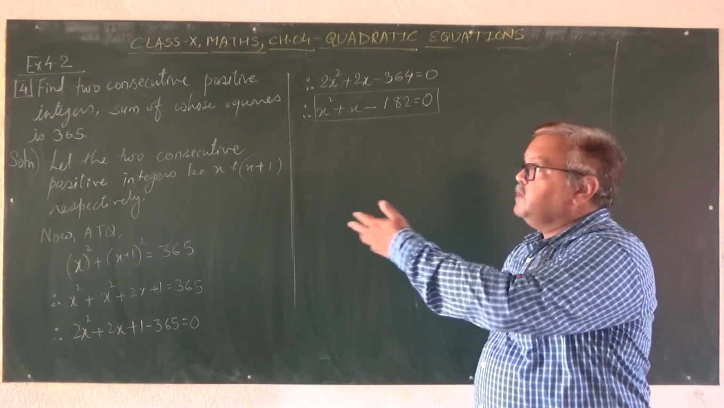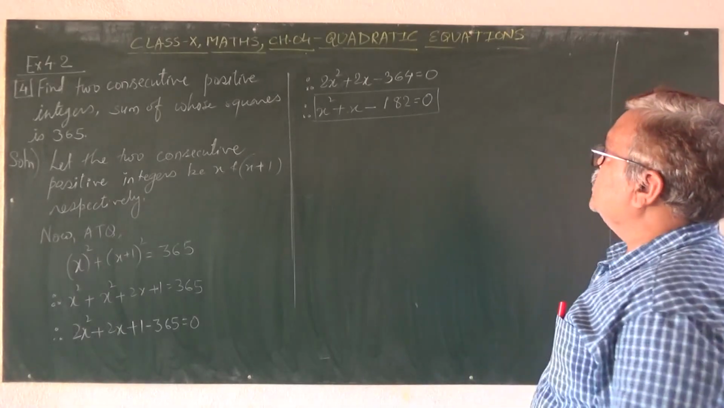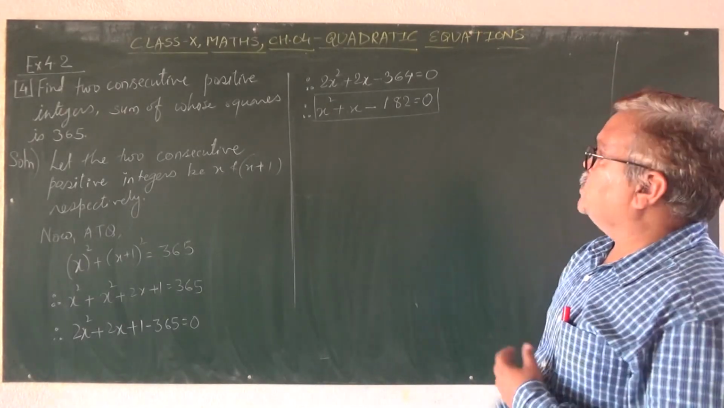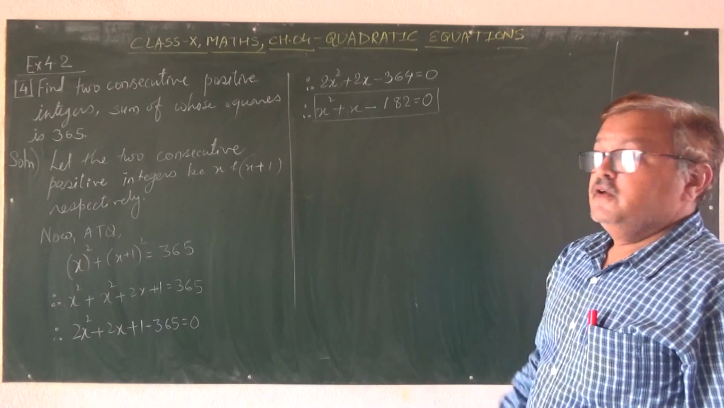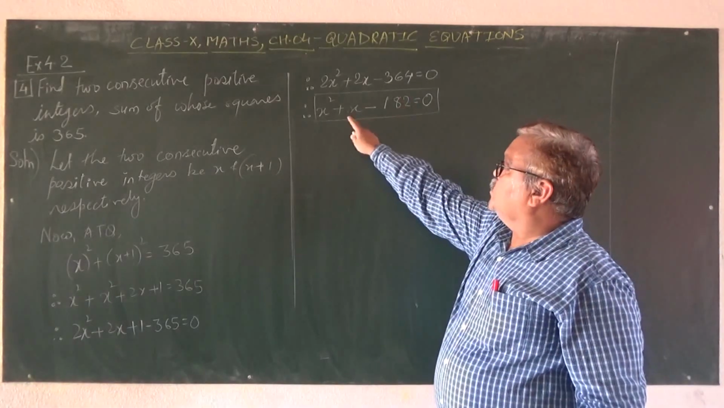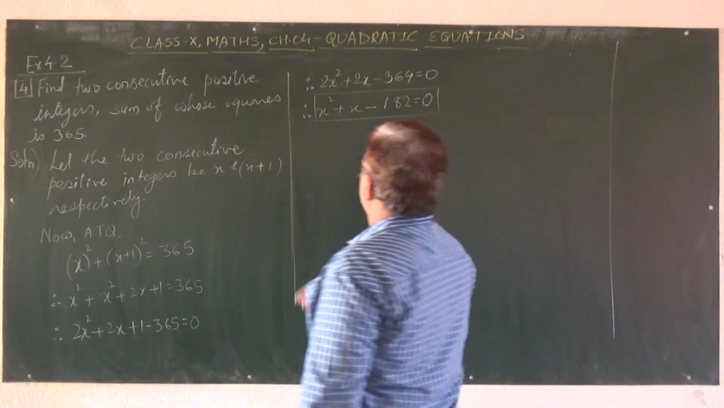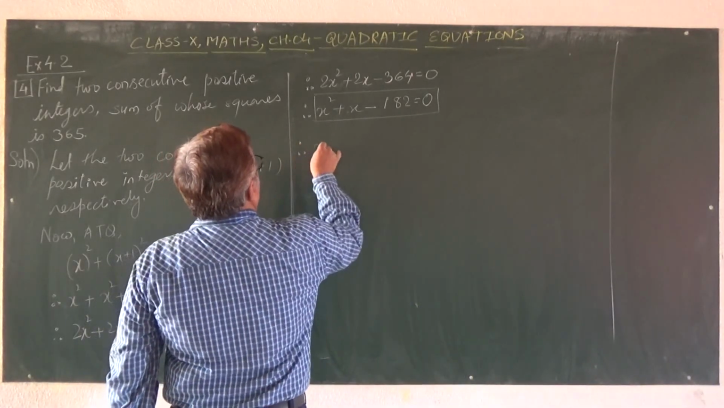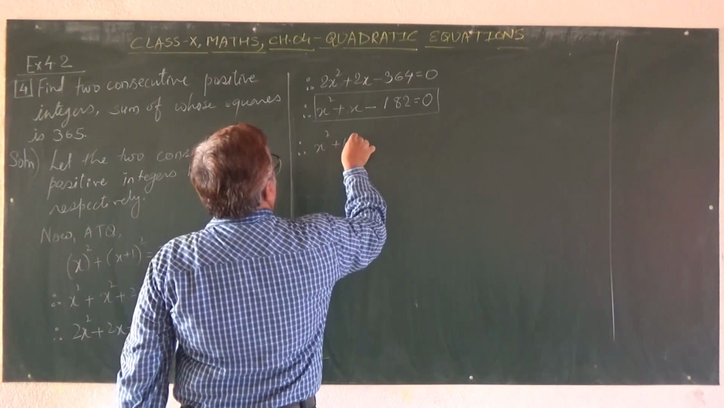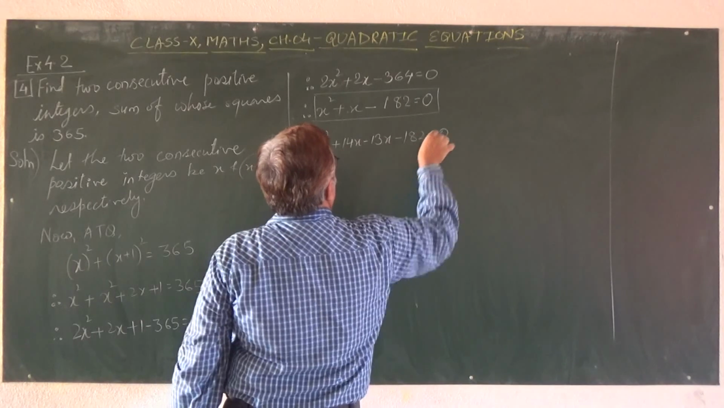Just now, earlier in question number 3, we have seen: find the two numbers whose product is 182 and sum is minus 27. So here, find two numbers whose product is minus 182 and sum is plus 1, so plus 14 and minus 13. Therefore x square plus 14x minus 13x minus 182 is 0.